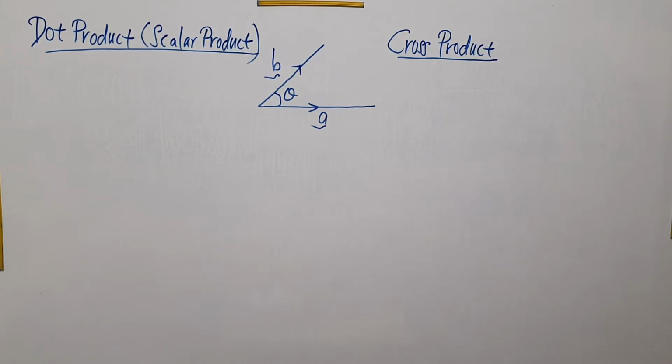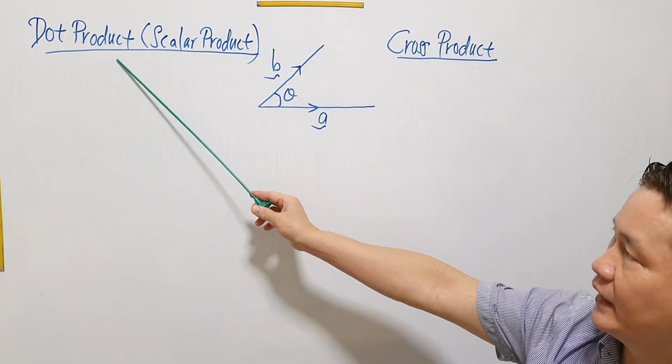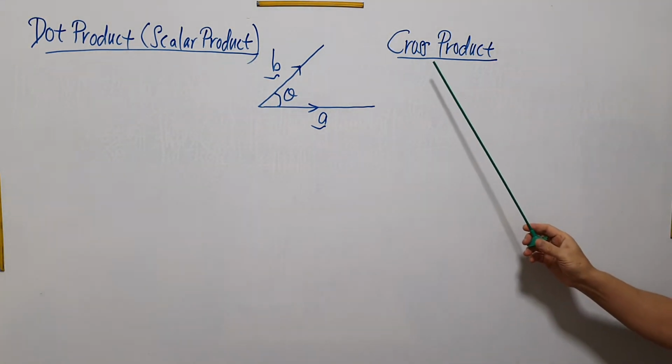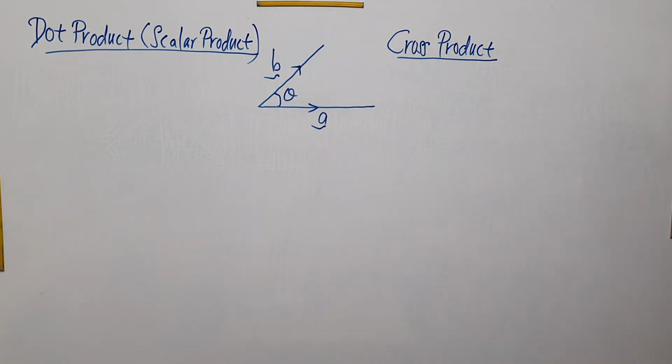At this point, we want to do a comparison between these two products. One is called a dot product that you've learned in your earlier year. Dot product has another name, it's called a scalar product. And then there's also the cross product that you just learned. To help you understand them better, it is good to make a simple comparison.